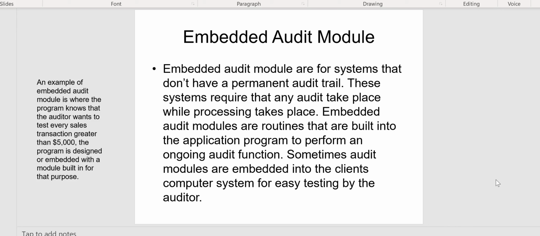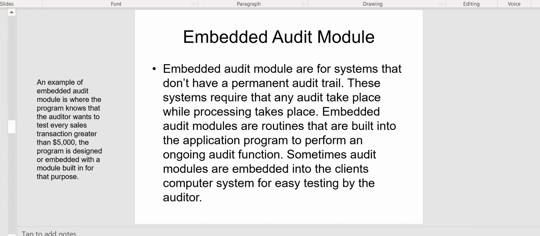Sometimes audit modules are embedded into the client's computer system for easy testing by the auditor. An example of embedded audit module is where the program knows that the auditor wants to test every sales transaction greater than $5,000, so the program is designed or embedded with a hook or a module built in for that purpose.